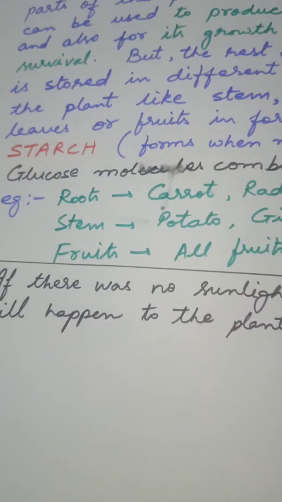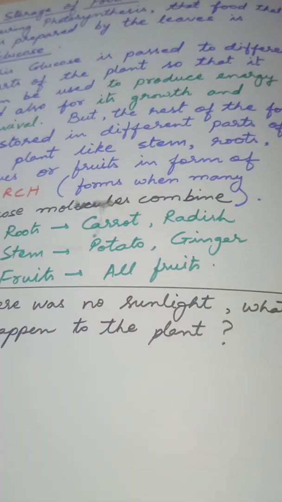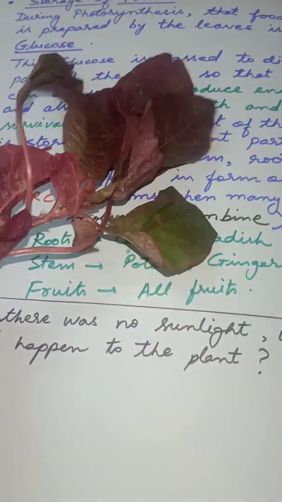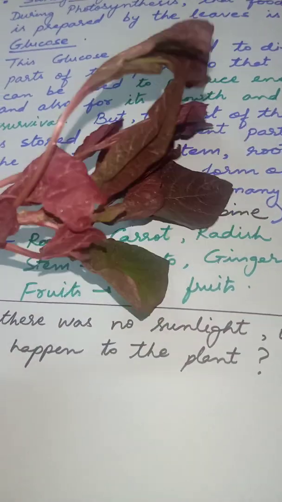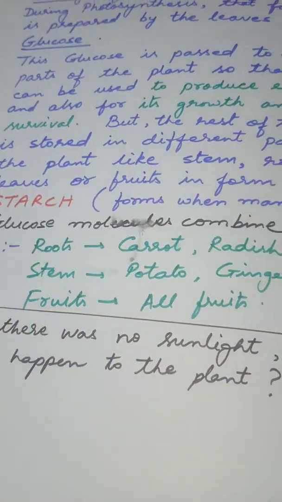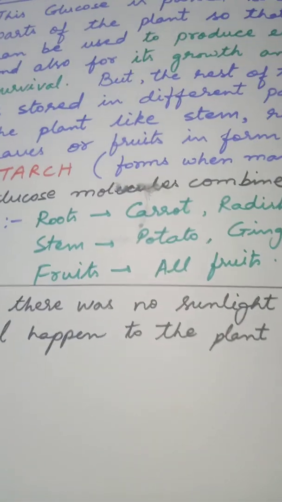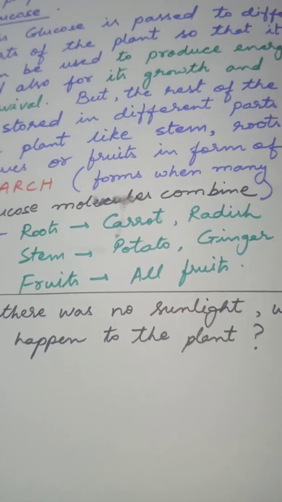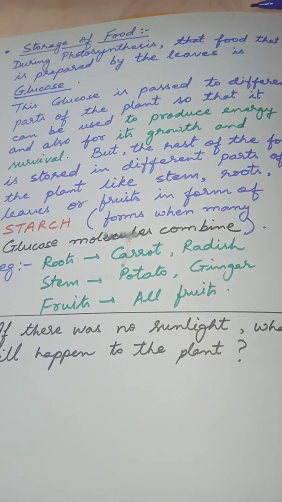Alright children, you must have heard many times your mama say that you should eat leaves also. Whether it is a red leaf or spinach, you should eat anything. Leaves also contain starch. So these are the number of parts of the plant where the food is stored in the form of starch.